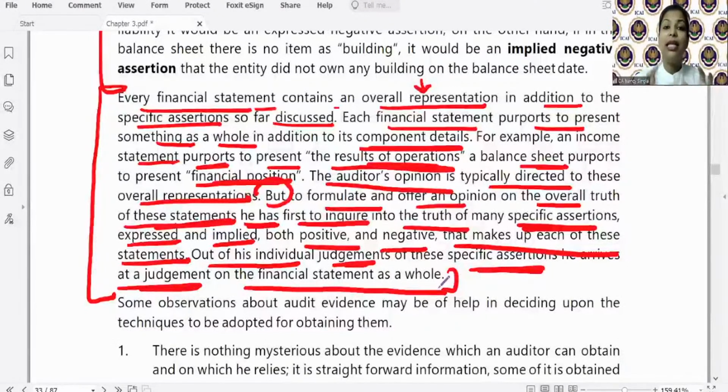Assertion कौन करता है? These are the representation by the management, explicit or otherwise, that are embodied in the financial statement, as are used by the auditor. Why? To consider different types of potential misstatements that may occur. Anna, tell me, is the concept of assertion clear to all of you?